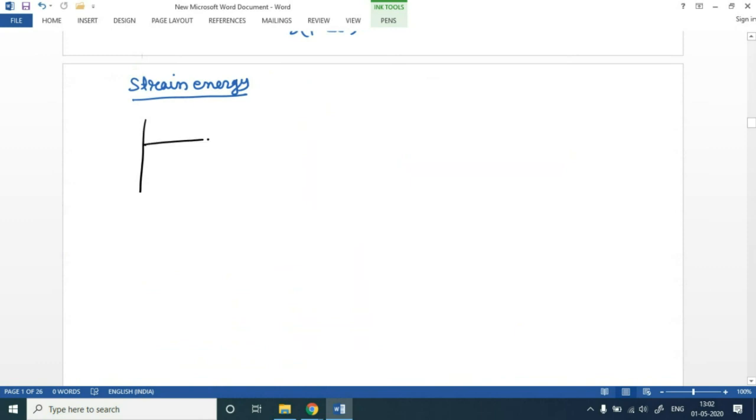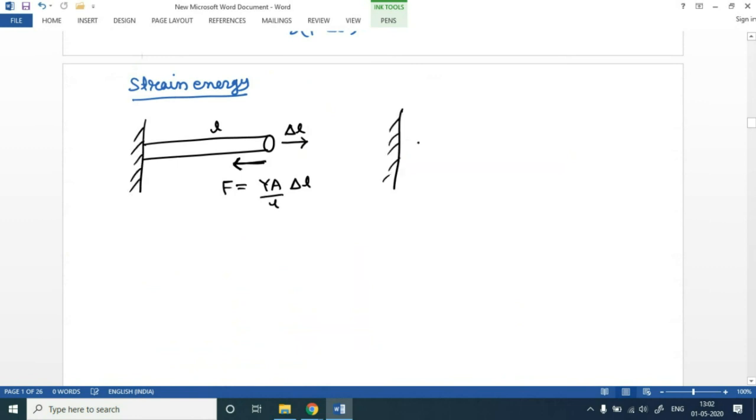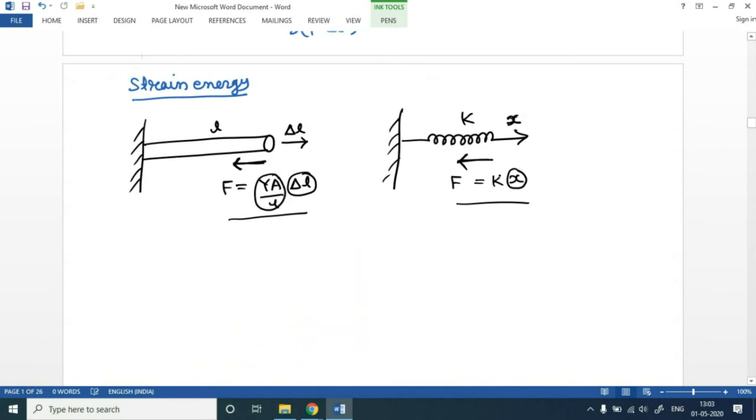Let's say, for example, you have a wire of length L, and you elongate it by some length delta L. A restoring force will act in this direction, and we have learned to write the expression for this force, and that is nothing but YA delta L by L. If we compare this with an ideal spring of spring constant K, and its elongation is x from its natural length, the spring will exert a restoring force given by F is equal to Kx.